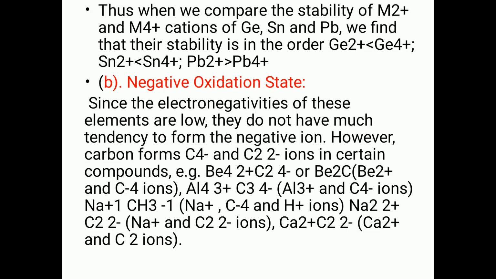Thus, when we compare the stability of the metal 2 plus and metal 4 plus cations of germanium, tin and lead, we find that germanium 2 plus is less stable and germanium 4 plus is more stable than germanium 2 plus, tin 2 plus is less stable, tin 4 plus is more stable, and lead 2 plus is more stable than lead 4 plus ion.